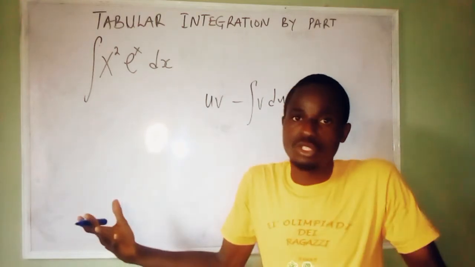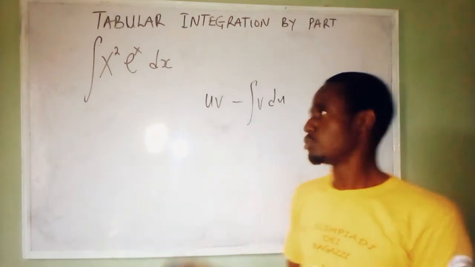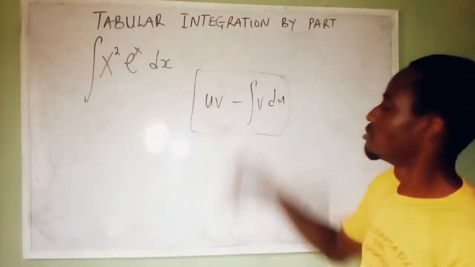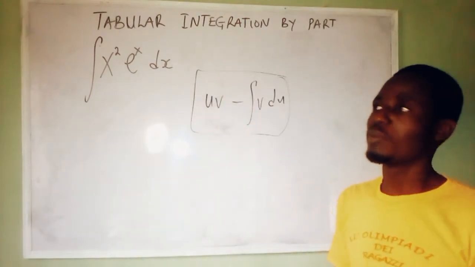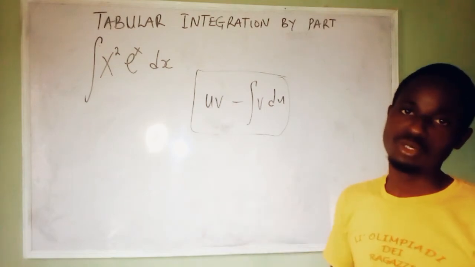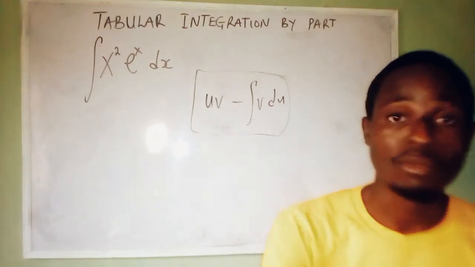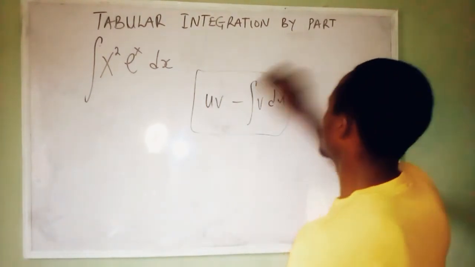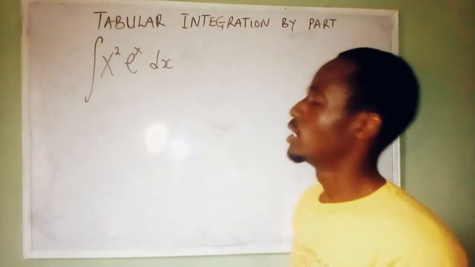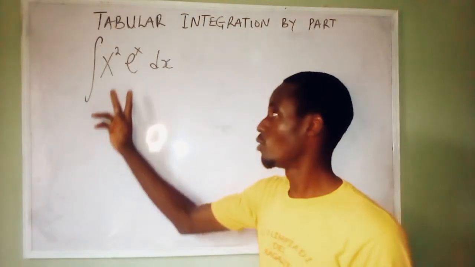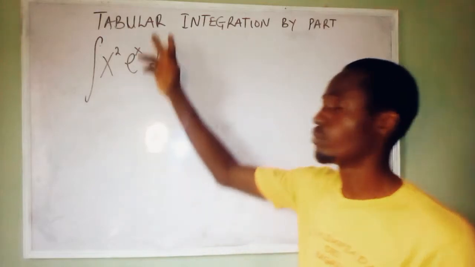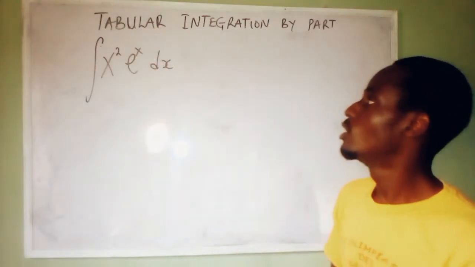So we just try to apply that, and you can try to use this method yourself to get the same answer as the one I'm about to get now. Okay, let's try the tabular form and see how it goes. Now we have the integral of x squared e raised to power x dx. So what next?